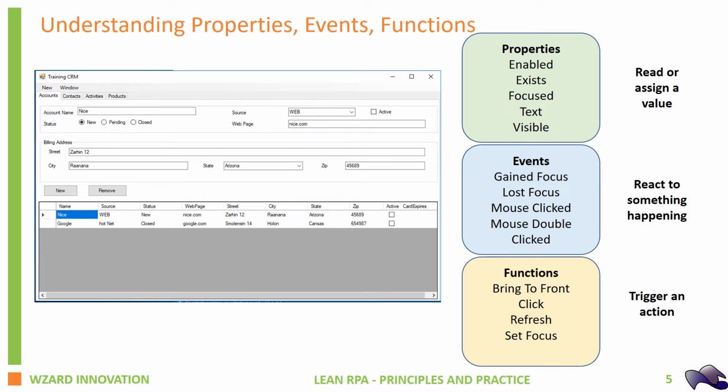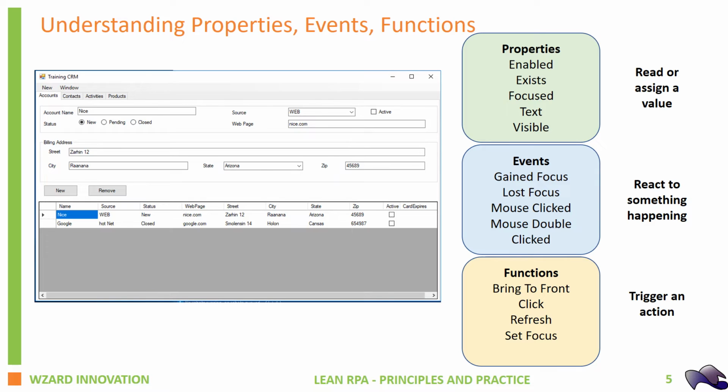Properties can contain different types of values. So the visible one we discussed earlier can only really hold the values of true or false. But other properties might contain text fields like values, like the name, for example. As you're developing your automation, inevitably you're going to want to understand what the current state of the screen is and read values from that screen. Or, as you're developing your automation, you may want to assign values back.